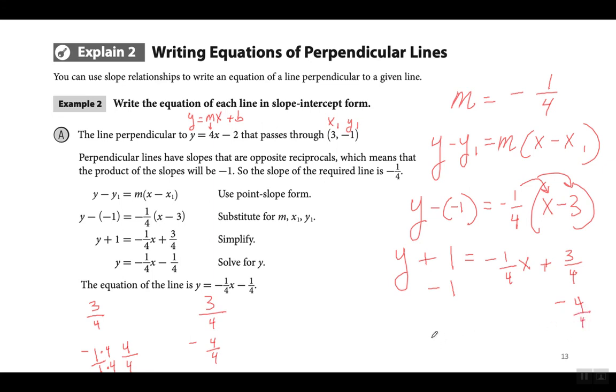So when I do that, that's going to give me my final answer, which is 3 minus 4 is negative 1, and I keep the 4 on the bottom. Alright, let me do another example.